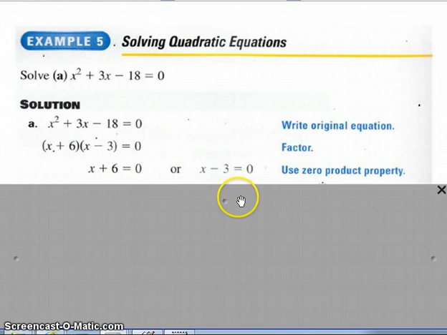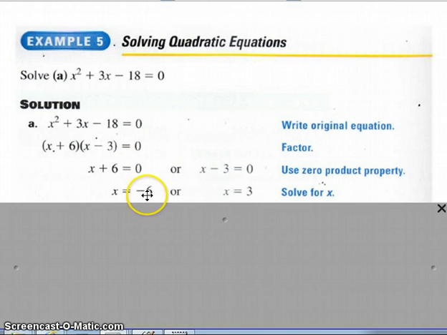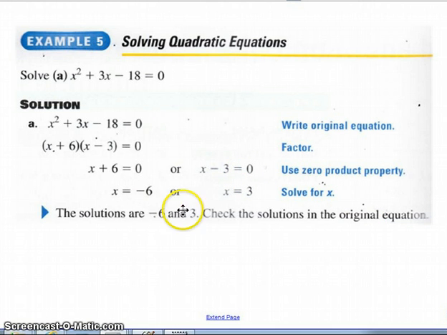If x plus 6 is 0, then x is negative 6. If x minus 3 is 0, then x is 3. So my answer is that x is either negative 6 or 3. Or I could say x is negative 6 and 3 if I want to. You can always plug these back into this equation and make sure. You'll find that negative 6 times negative 6 is 36. Negative 6 times 3 is negative 18. So 36 minus 18 minus another 18. Sure enough, that is 0. 3 will also work if you plug it in.